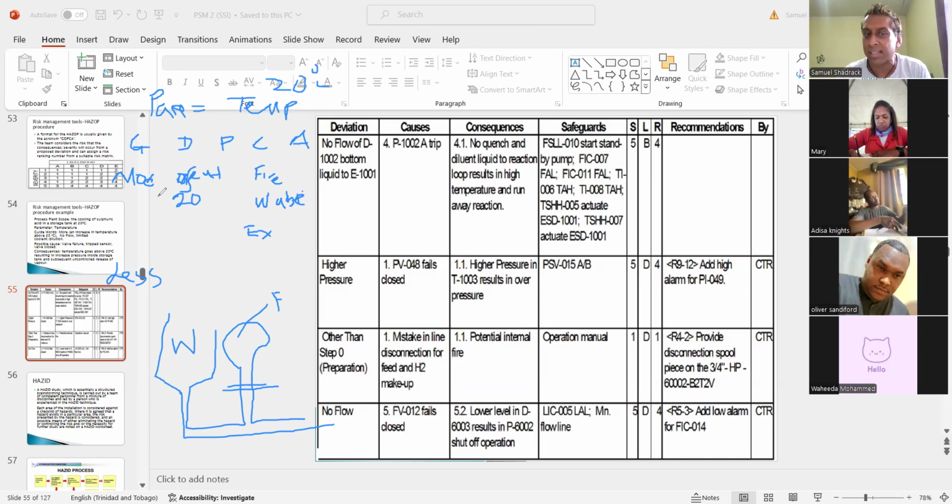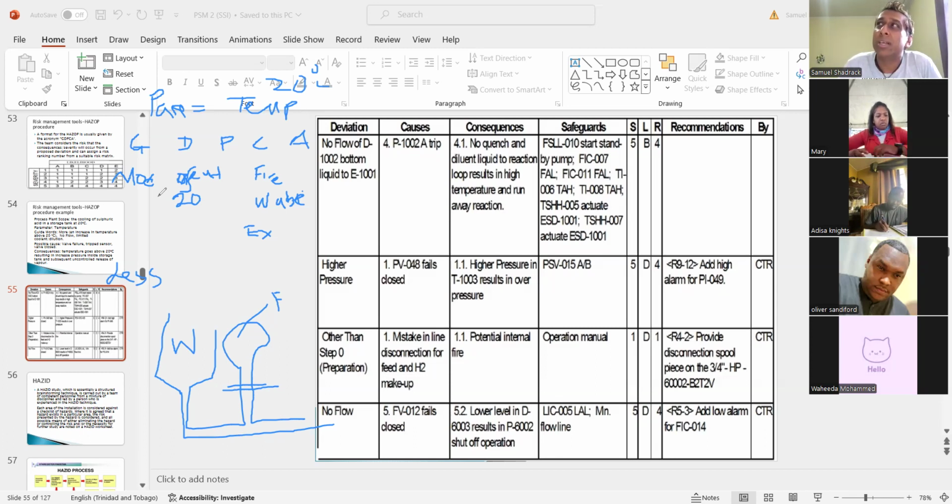like I said, NEBOSH is not asking you to physically do one. But I'll just show some of the questions I've seen before. You can take a note of it, right? Some of the questions we have seen is, what is the meaning of the term HAZOP? And that's easy: hazard and operability study.